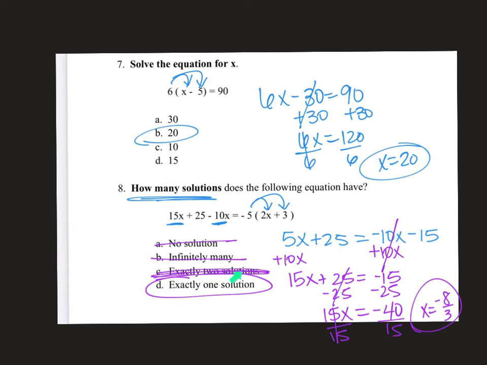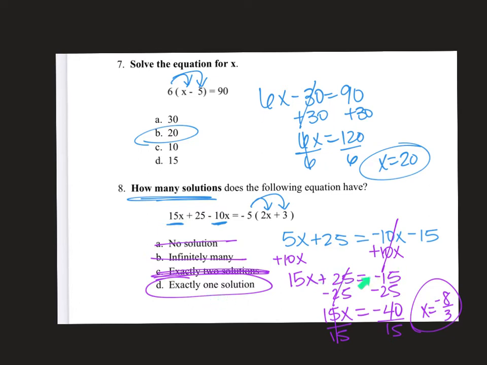Now, the moment I saw that they did not cancel out, that's why we marked out A and B. We also marked out C because it says that you have exactly 2 solutions. Well, on none of these can we have 2 solutions. We either have 1, infinitely many, or no solutions. You cannot have exactly 2. Until you have an x squared here, that's not going to be an option. So we knew that it was going to be exactly 1 solution.